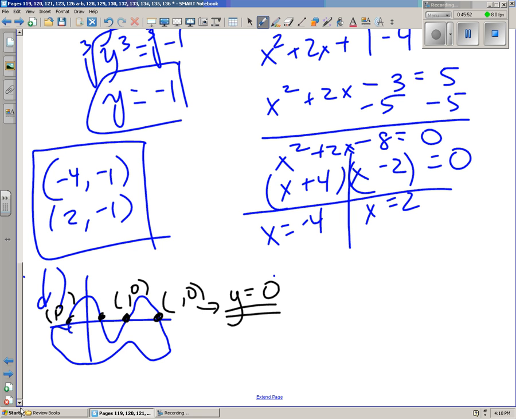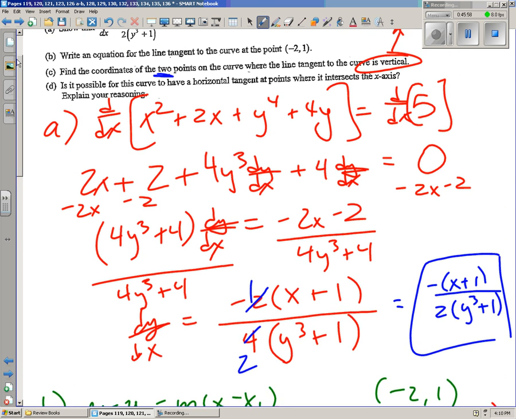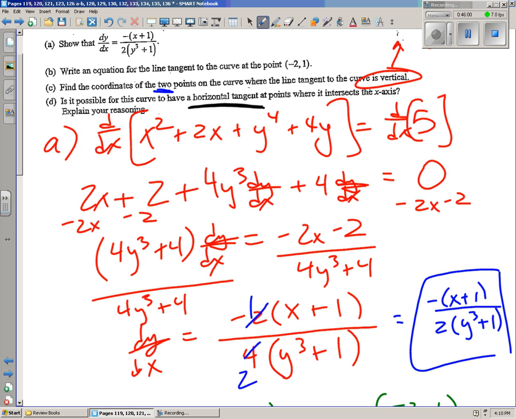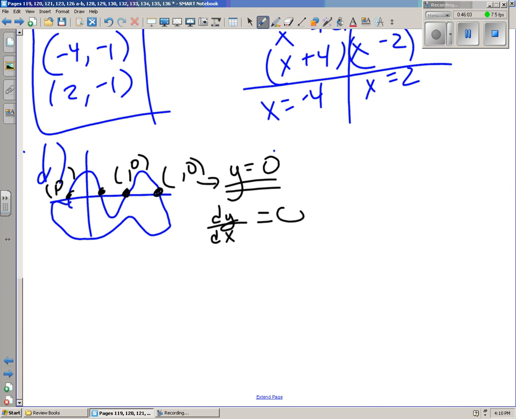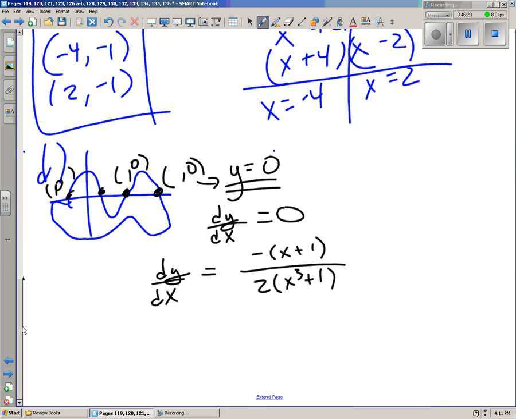We want to see if the derivative, because they said the tangent line should be horizontal at those points, is it possible to have a horizontal tangent? That would mean the derivative is equal to 0. Well, the derivative, if I recall correctly, was negative parentheses x plus 1 over 2 parentheses x cubed plus 1. Well, that's not the derivative. There's a y in there somewhere, right? Sorry, y cubed plus 1. My memory's getting bad, getting old. All right, so dy over dx is that.